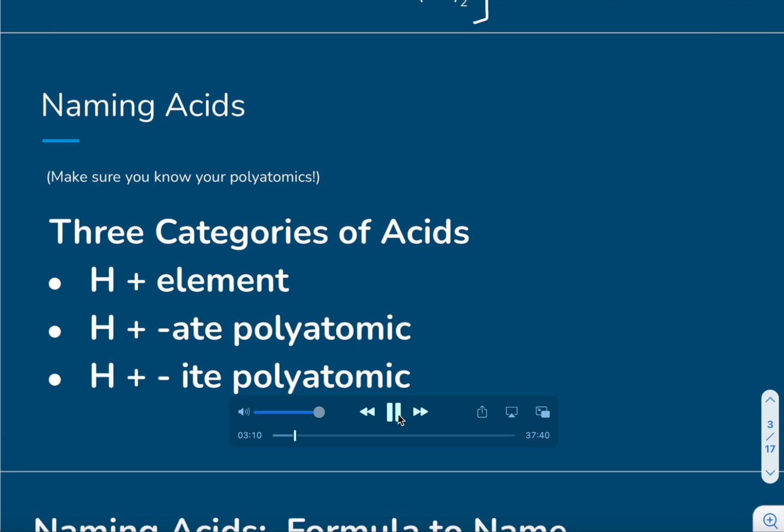So there are 3 categories of acids for naming them. One is just going to be H and the element. One is going to be H plus a polyatomic that ends in ATE. And then another one will be a polyatomic that ends in ITE. So you can see automatically you need to understand and know your polyatomics in order to name acids. And of course, in AP, we've already seen that a lot of times you are expected to write out the reaction. They do not give it to you. So you will need to know how to name these things.